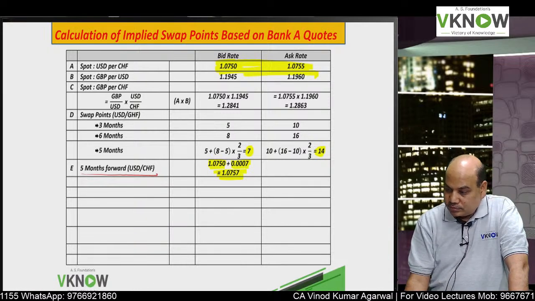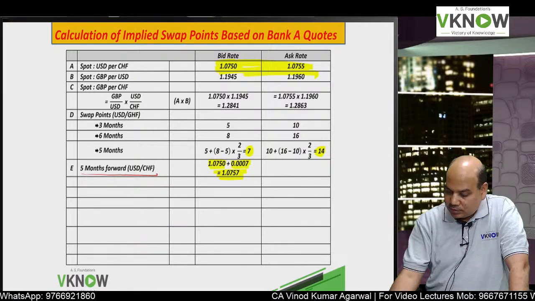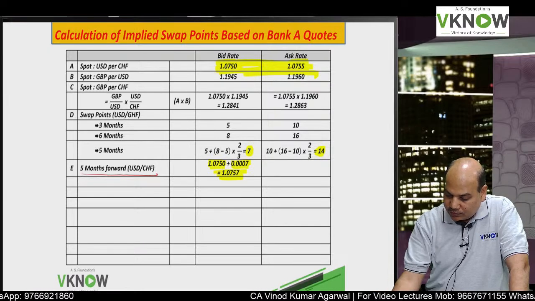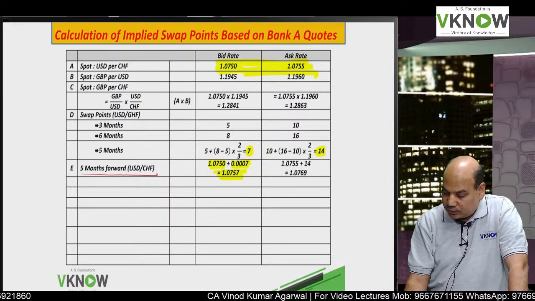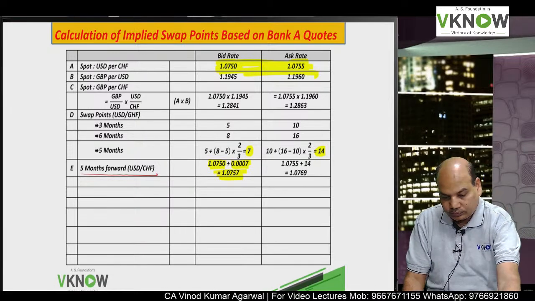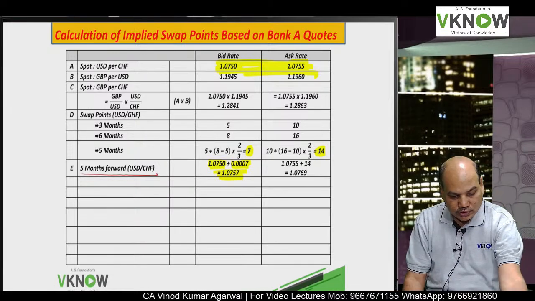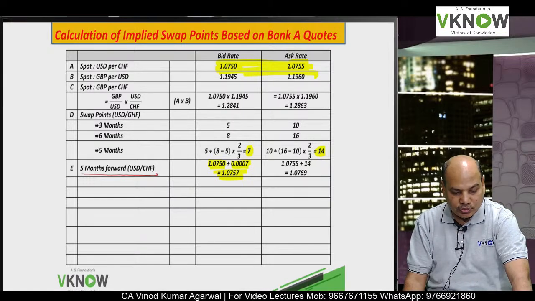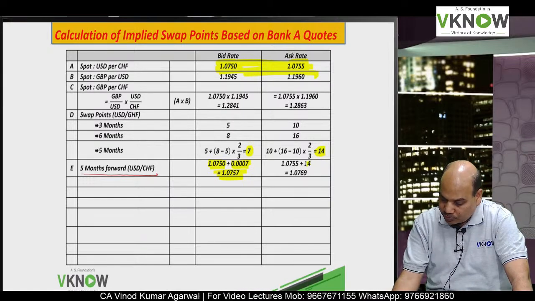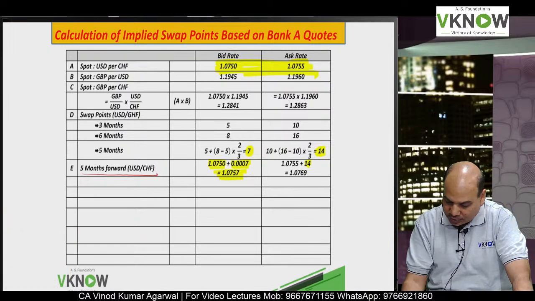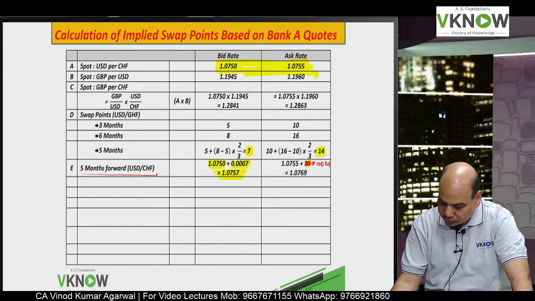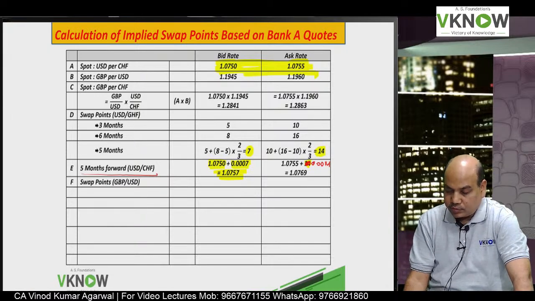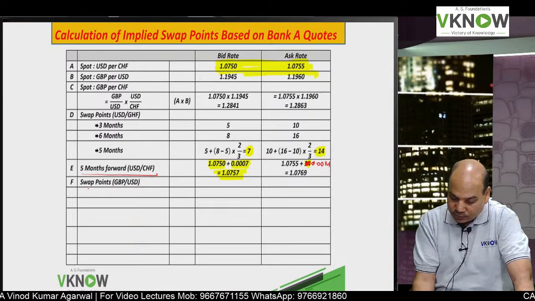Try the next column, the ask rate. Take 1.0755 plus 0.0014. So that will give you 1.0769. It should be 0.0014. I'll just correct it. Okay, now let us try for GBP per USD.